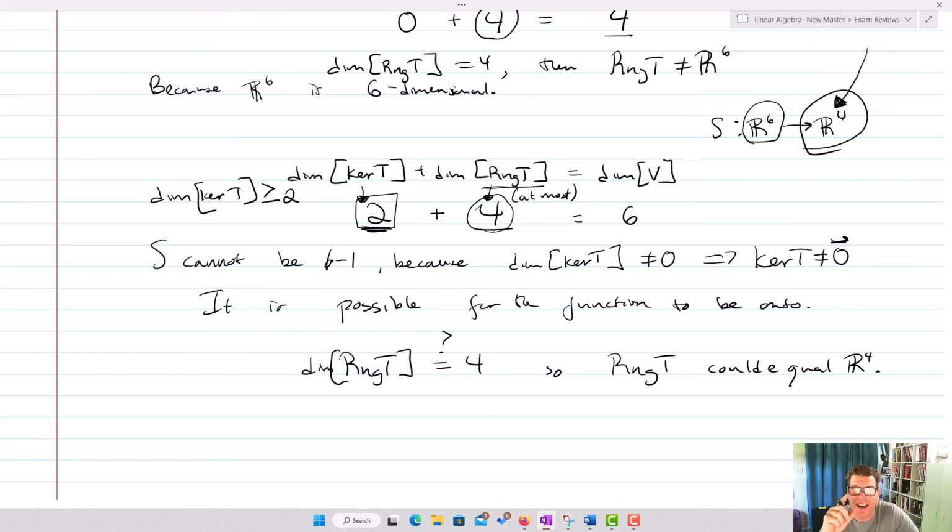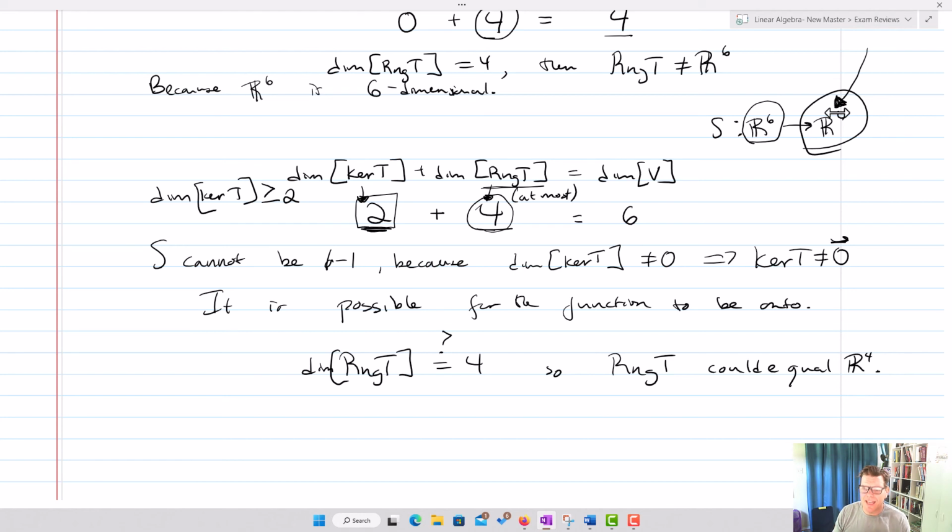Could be and is are two different things, okay? This doesn't say that S is onto. It's saying that it could be onto. Could be meaning not necessarily is, but might be, okay? So if we actually know the transformation, we can determine whether or not it's onto. If we don't, we can't determine onto, right? Just like we can't determine one-to-one if we don't know the transformation, all right?